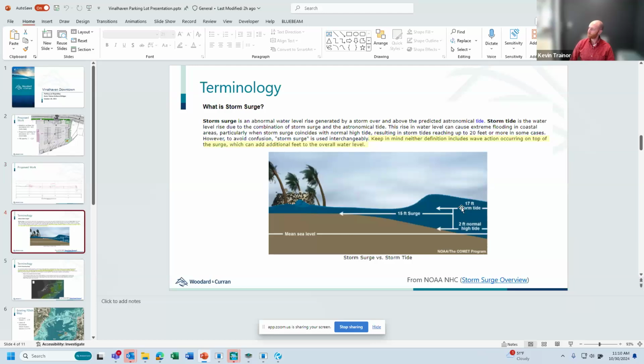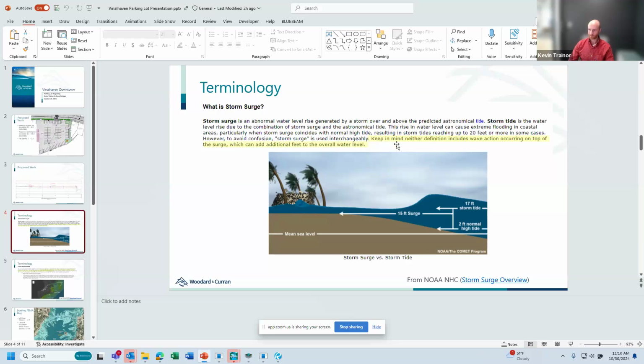Just because I want to try to limit the amount of confusion with terminology, I'm going to go back to a definition of storm surge that I am familiar with, and we can make sure that we're talking about the same thing. So the surge itself is that increase in water level due to the storm itself over whatever the tide would be.